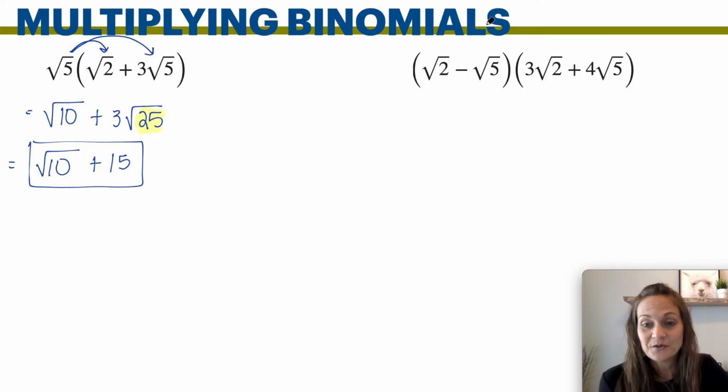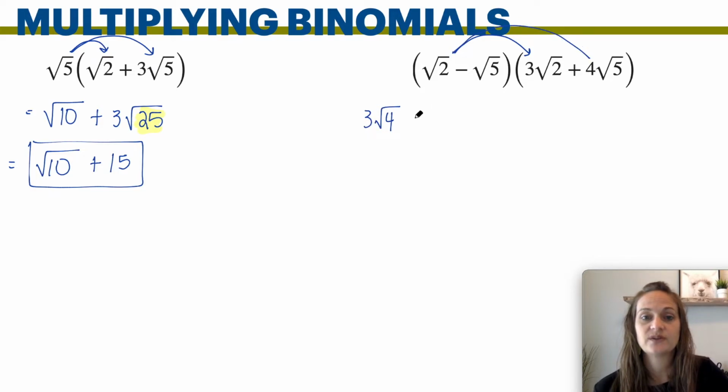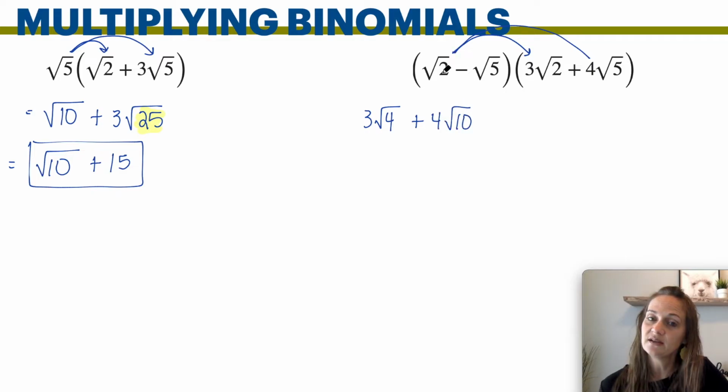Next, you would have to FOIL this. So square root of 2 times 3 square roots of 2 would be 3 square roots of 4. Square root of 2 times 4 square roots of 5 would be 4 square roots of 10. Remember, you can only multiply square roots with square roots, so 2 times 5 would be 10.